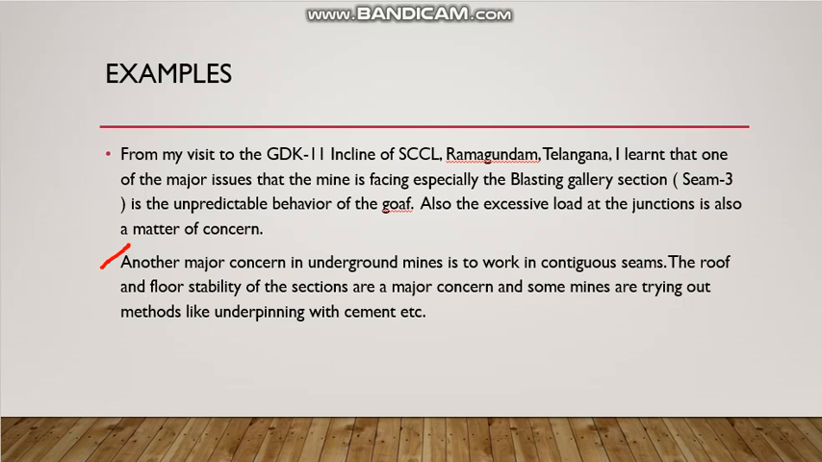Another major concern in underground mines is working in contiguous seams. The roof and floor stability of the sections are a major concern, and some mines are trying out methods like underpinning with cement, etc.